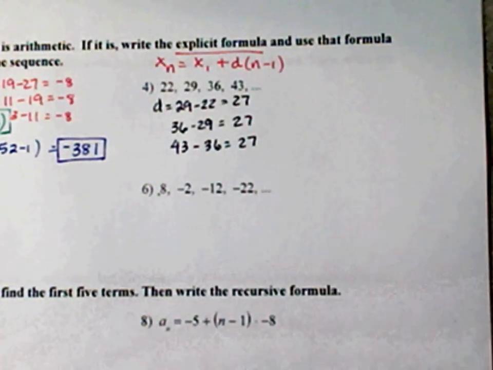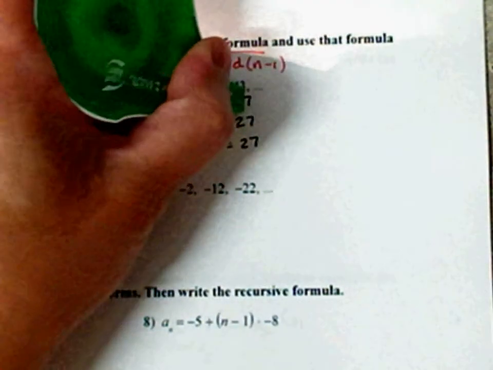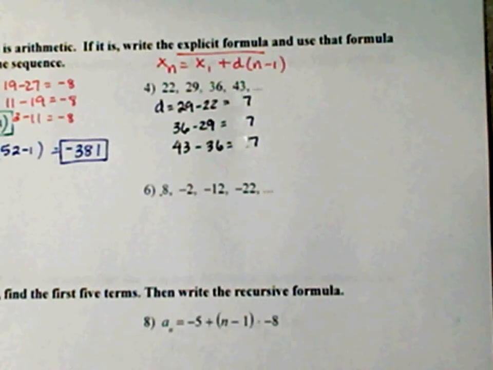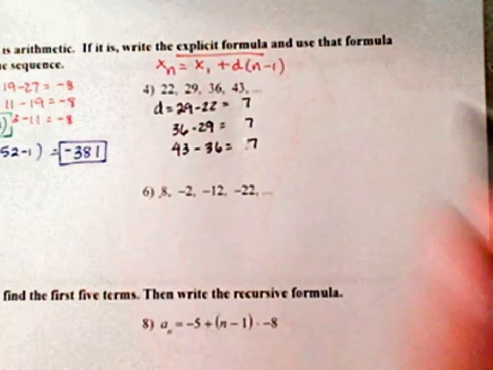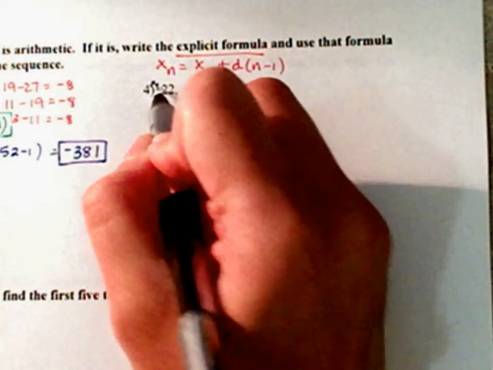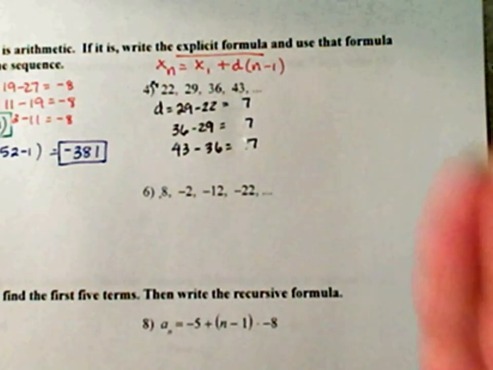Excuse me. All of this should equal 7. I don't know how I got 27. All right, there we go. So they're all differences the same. X of 22 here is your first term. So now you can write your formula.